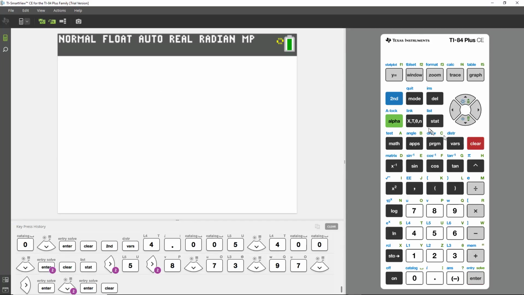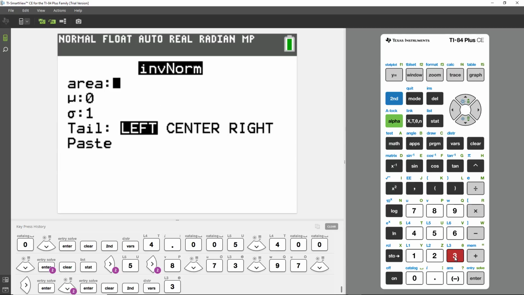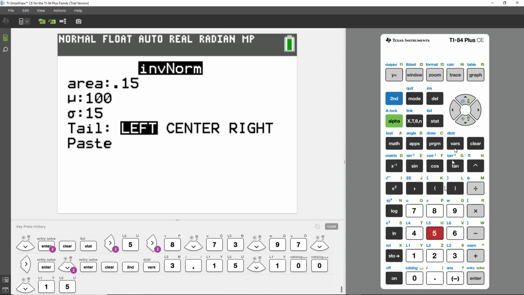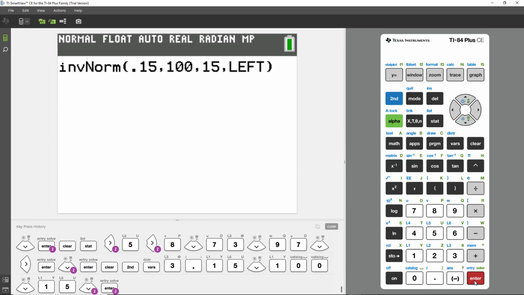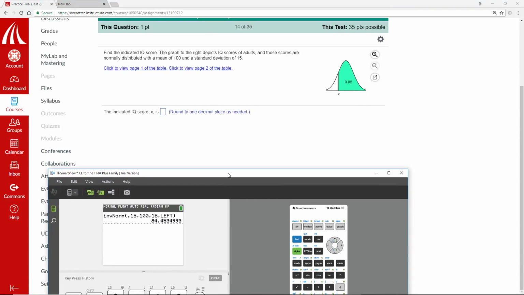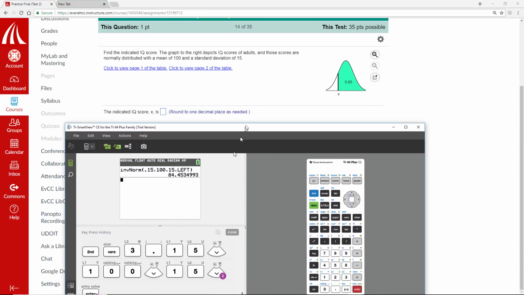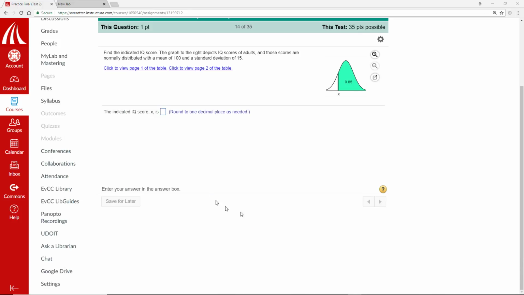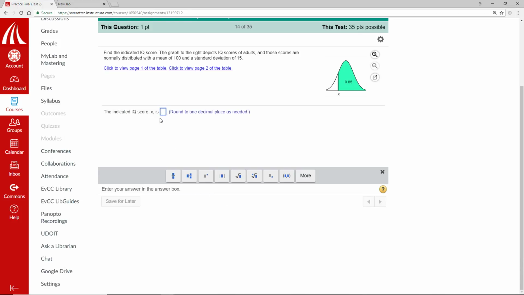So this is what I'll do. I'm going to go to second, distribute, and do inverse norm. And we're going to put in 0.15. And we're dealing with mean 100 and standard deviation 15. And this should give me the score 84.5. That's the score. 84.5.